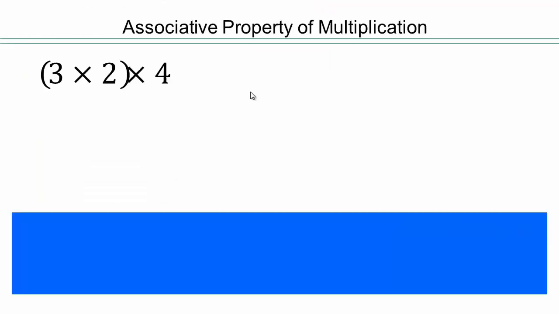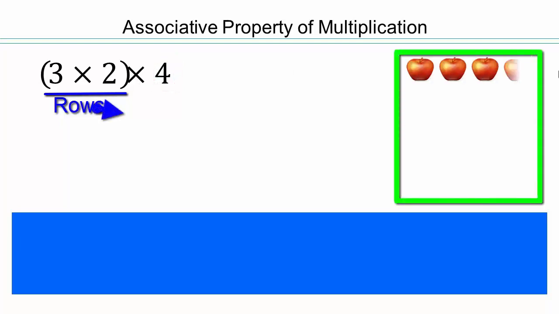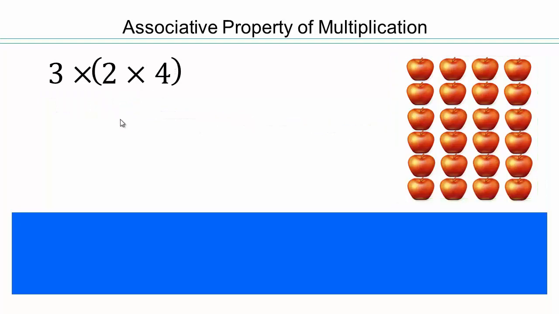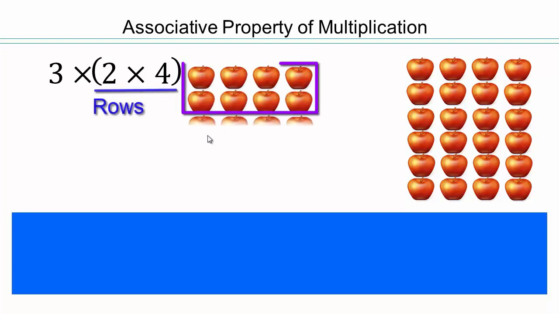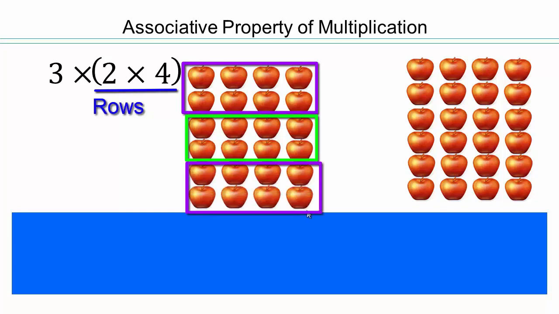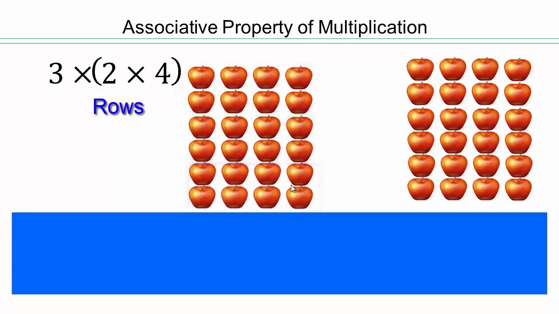Let's look at associative property of multiplication. 3 times 2 times 4. So if 4 apples, this many times, this many rows of 4 apples. So 6 rows of 4 apples. Okay, what happens if I do this? Well, 2 times 4 means what? I have 2 rows of 4 apples, but then I want to lay those 3 times. So take a look. 2 rows of 4 apples, but then 3 times. Okay, same number of apples, right?